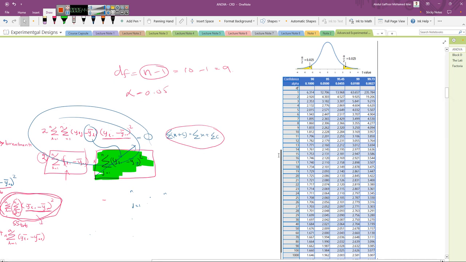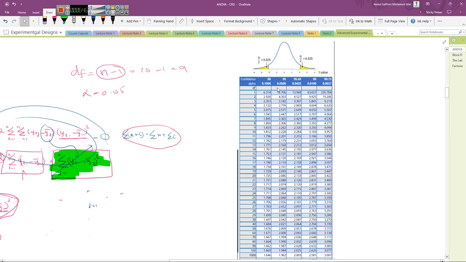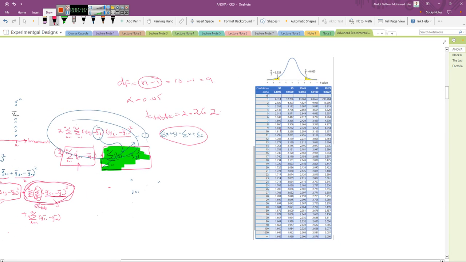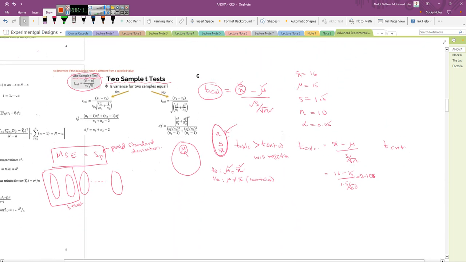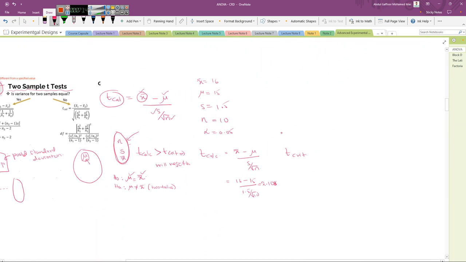So now what I have to do is, this alpha value is 0.05 here, right? And our degrees of freedom is 9. So the t table value is equal to 2.262, right? So now we can conclude that our t critical is equal to 2.262.